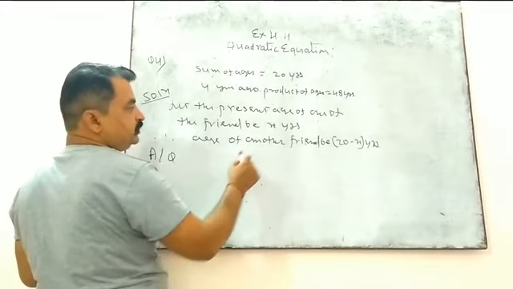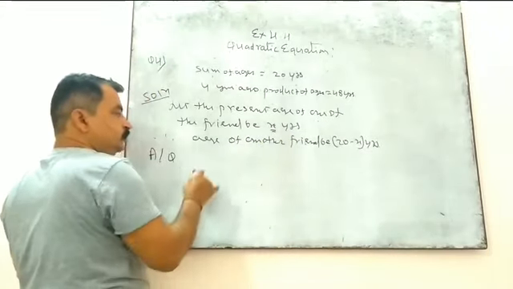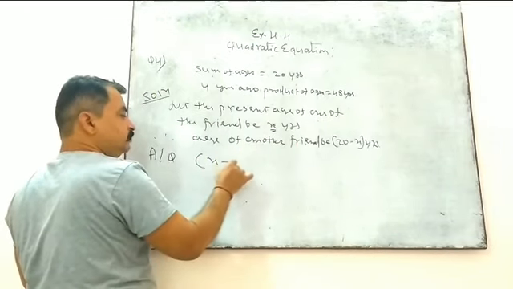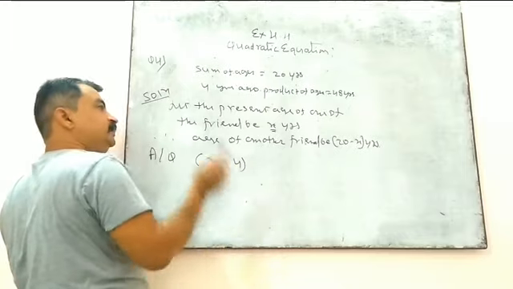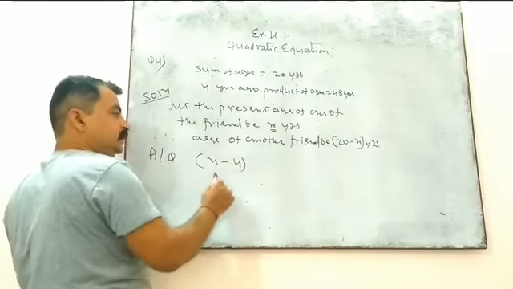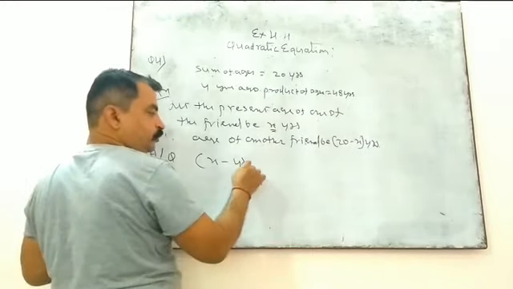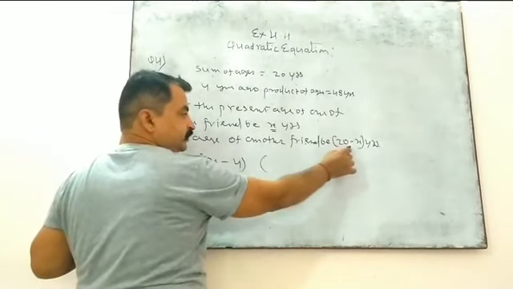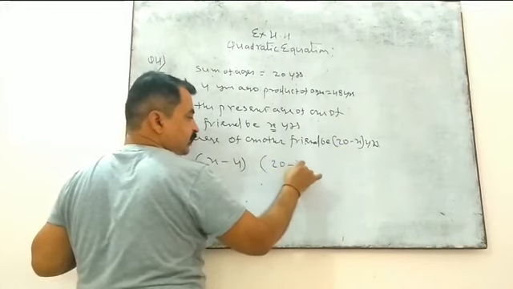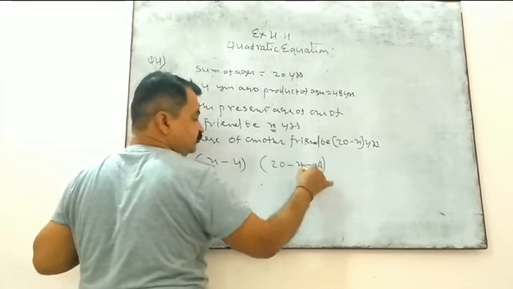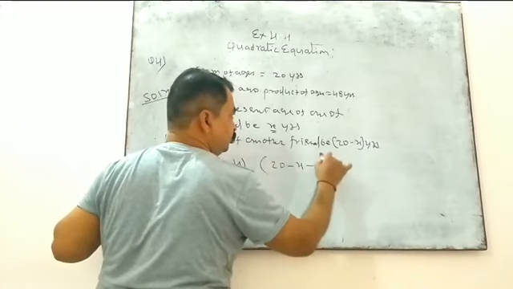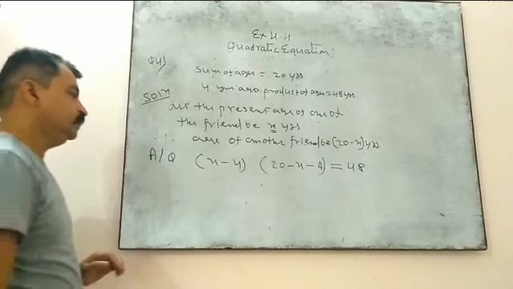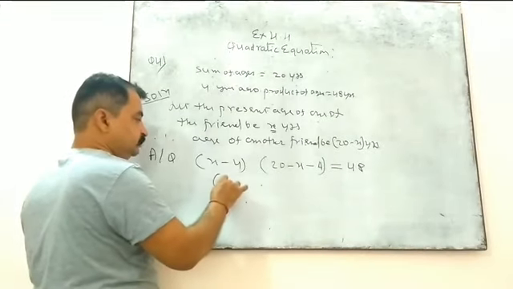So see, what is the present age? x. So what was the age 4 years ago? Of course x minus 4. 4 years ago, that is 4 years back, that is minus 4. And for the product, of course you will take two brackets. The other friend's present age is 20 minus x, 4 years ago minus 4. And the product of both the ages is 48. Right? Now work out these brackets.